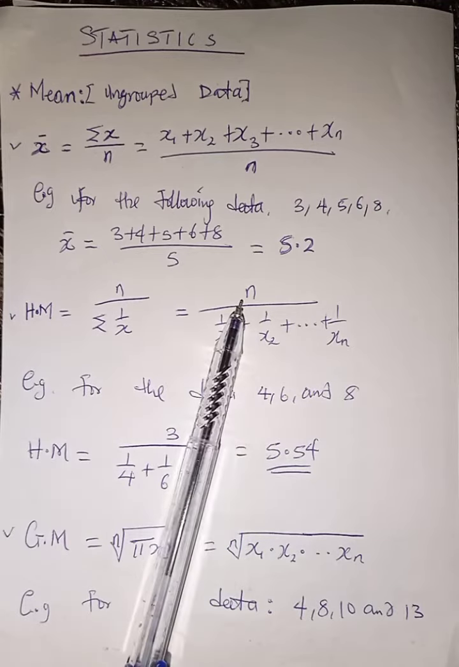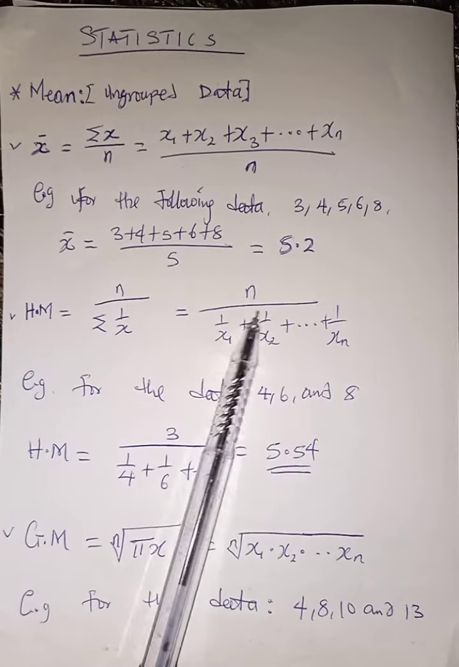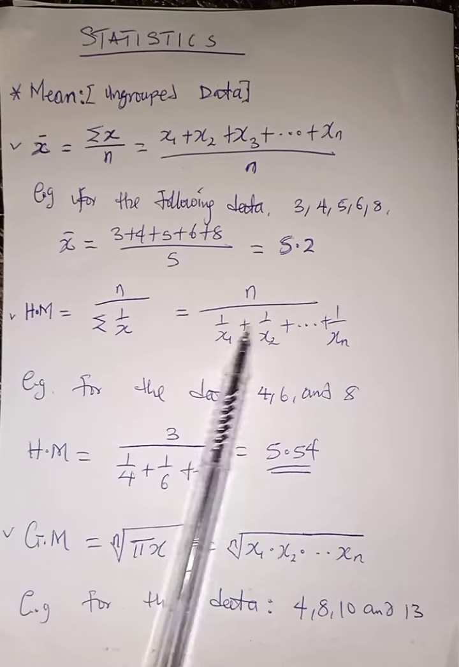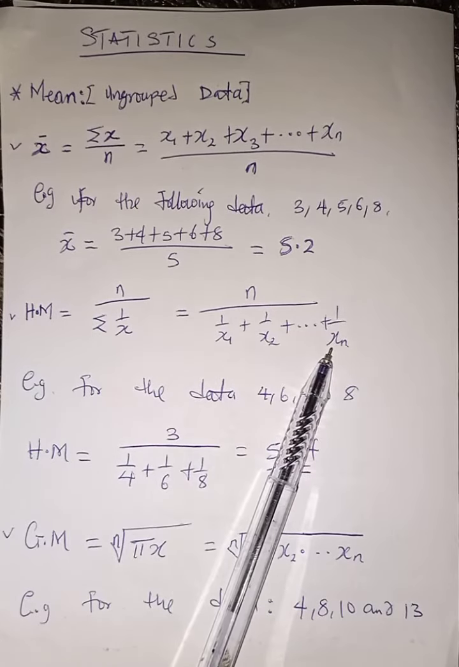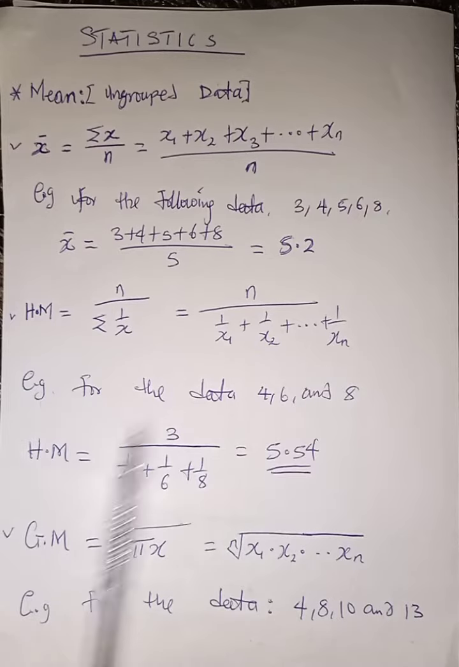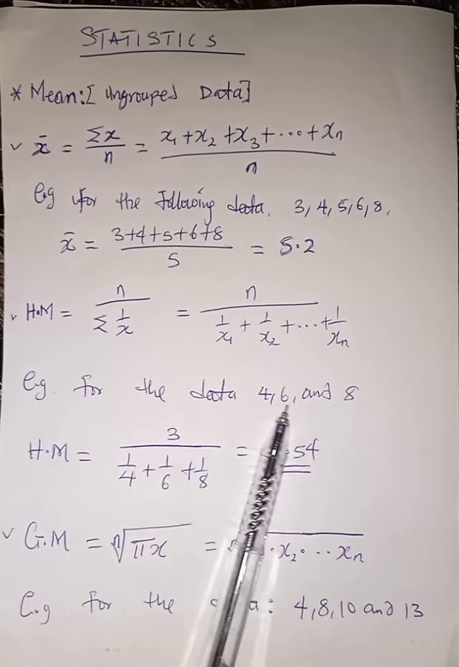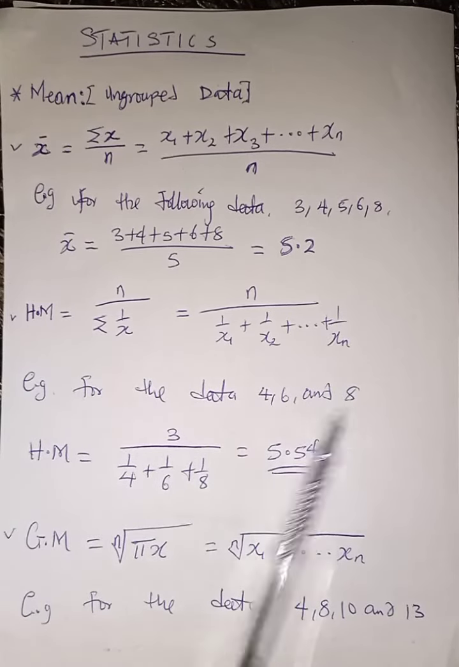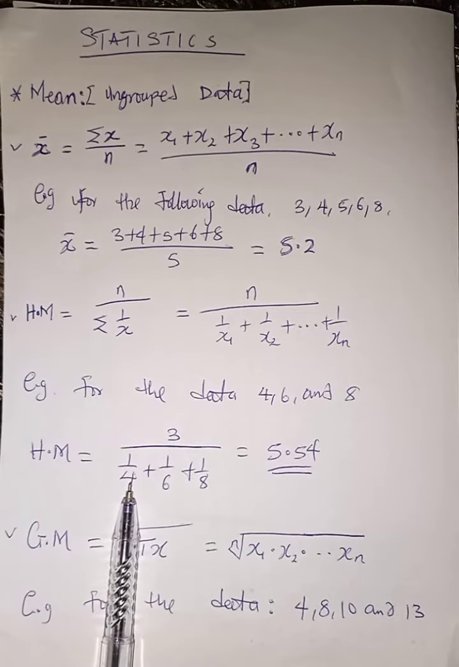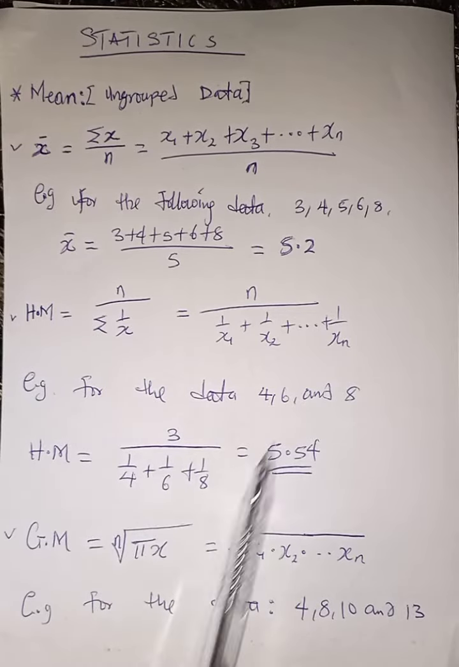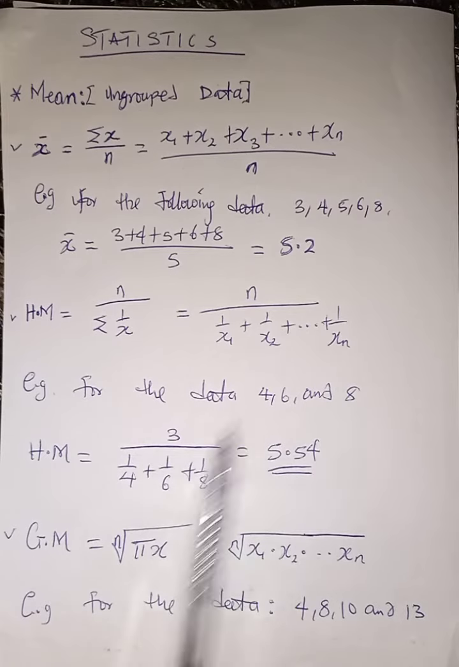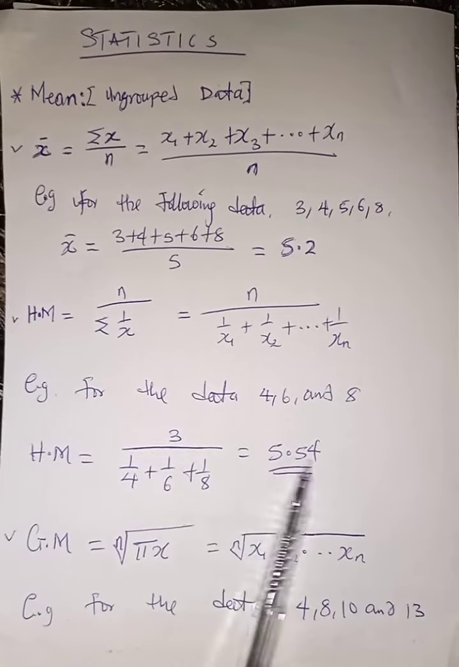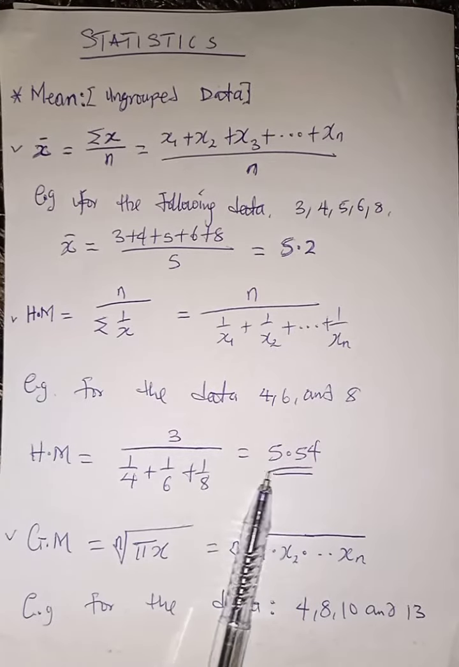For example, now let's say we have S1, S2, S3 to Sn. The harmonic mean will be the total number divided by 1 over the first number plus 1 over the second one plus, until you get to the last one, Sn, then you stop. E.g., for the following data 4, 6, and 8, what will be the harmonic mean? You count 1, 2, 3. We have 3 numbers. 3 divided by 1 over the first number, which is 4, plus 1 over the second number, which is 6, plus 1 over the third number, which is 8. So if you sum this with your calculator, you're going to have 5.54 for your harmonic mean.